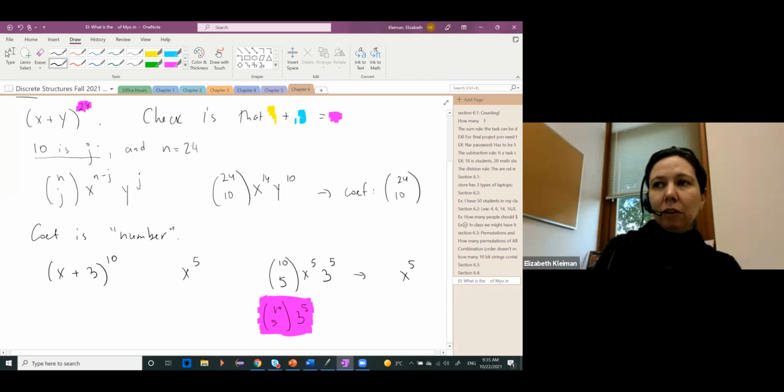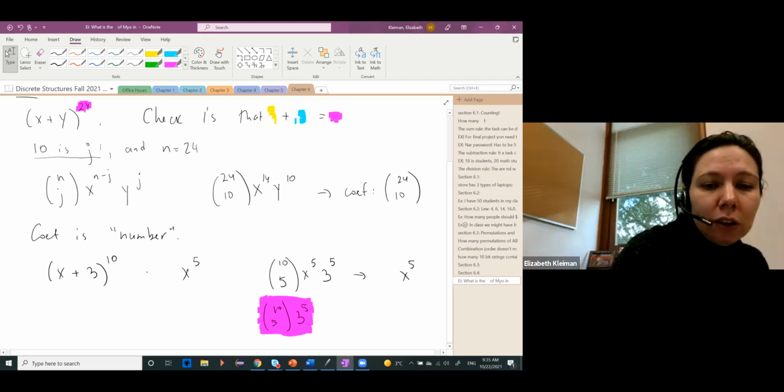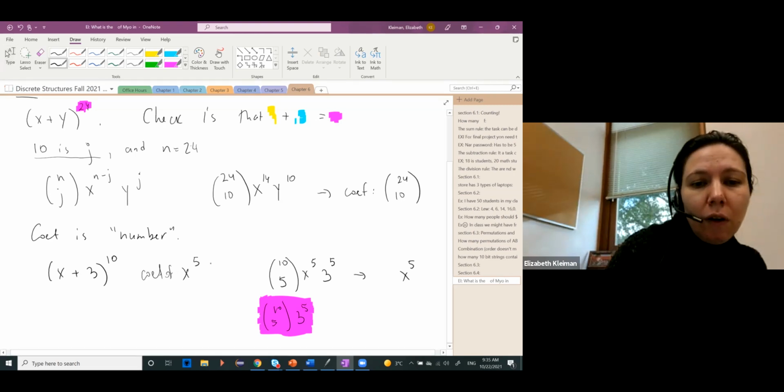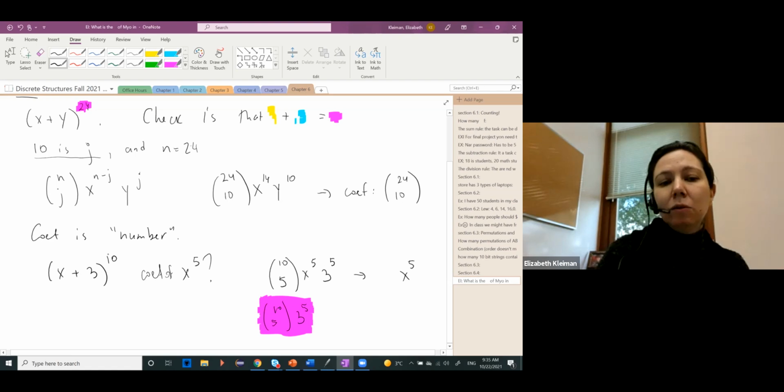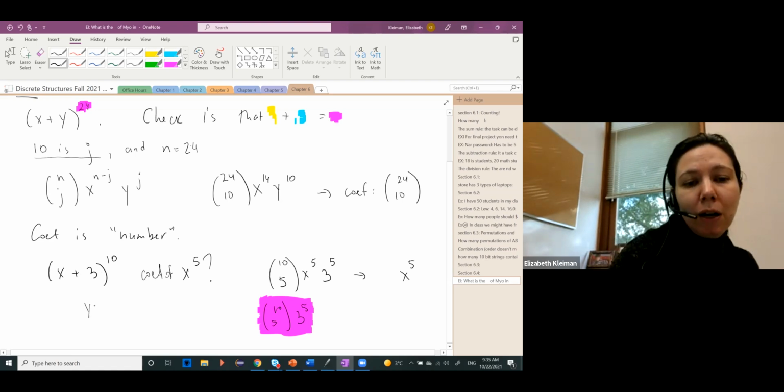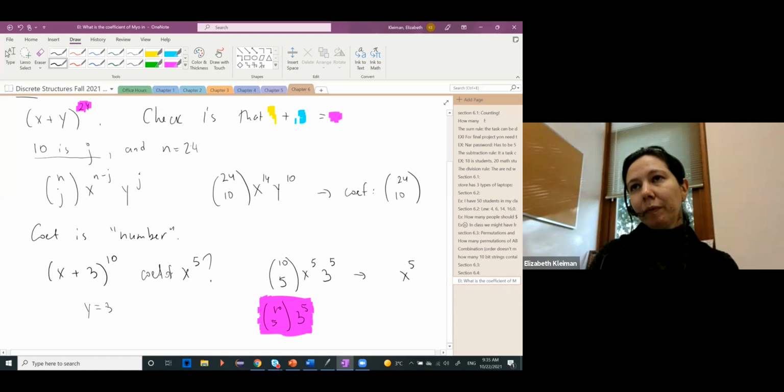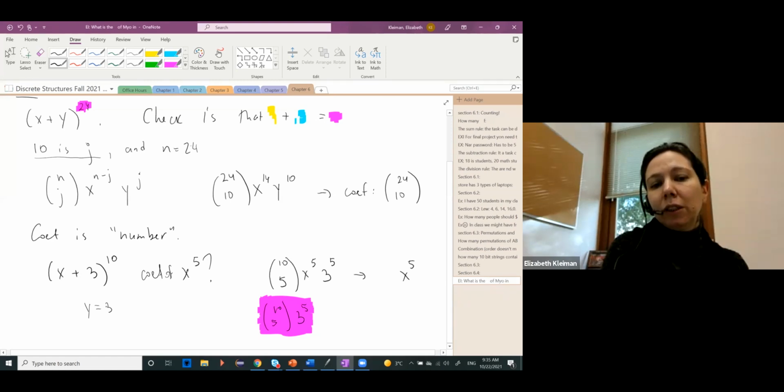However, some of the questions are not going to have an exact form of x plus y. Instead, in this case, my x is x, but my y is positive 3, correct? Because it's plus y, so 3 positive. And I want to know the coefficient of x^5. How can I do it? Well, in this case, I will have x to the power 5 and y to the power 5. So in this case, my y is equal to 3, correct? So my term for the coefficient of x^5 is going to look like that, right?